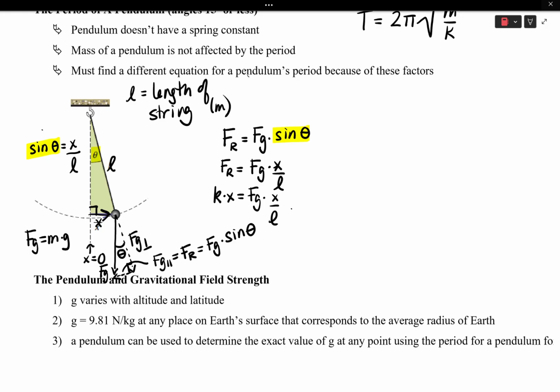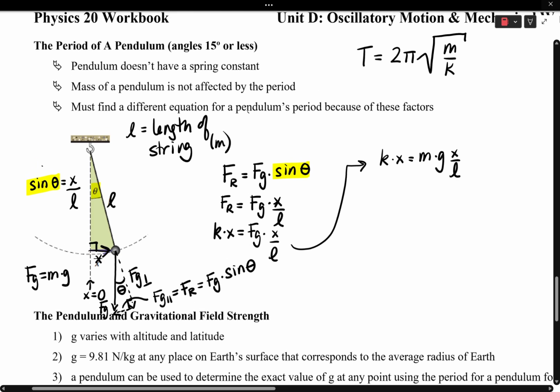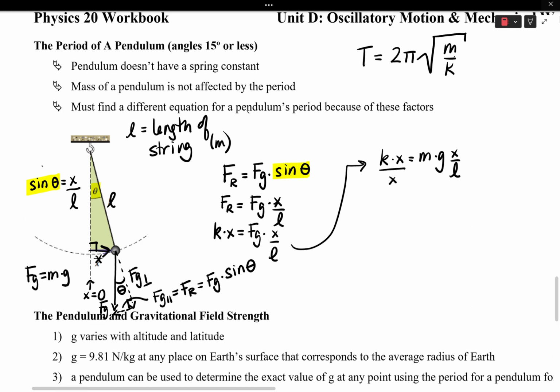Okay, and I'm just going to bring this over here. So now we have K times X equals M times G times X over L. And remember, we're trying to get rid of K, so I want to solve for K. So now I'm going to divide both sides by X, and X is going to cancel on both sides of the equation. So now my K, my spring constant, is equal to my mass times gravity all over my length.